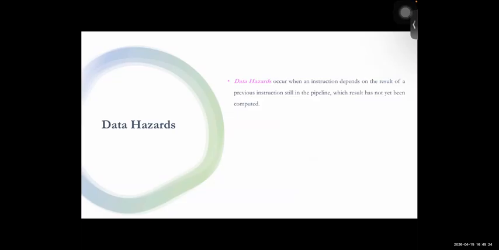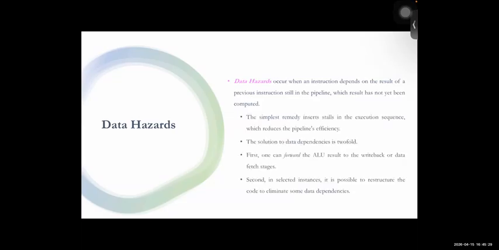The second one is the data hazards. When there are instruction dependencies, so the second instruction depends upon the result of the first instruction, then it has to wait until the first instruction completes its execution. So that we call data hazards. It happens when both the instructions have dependencies.